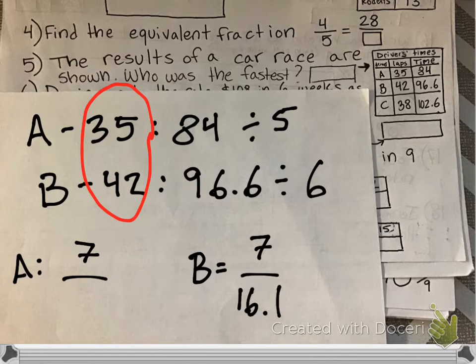So do that on your paper. When we divide 96.6 by 6, we get 16.1. Who has 84 divided by 5? Gore, what is 84 divided by 5?